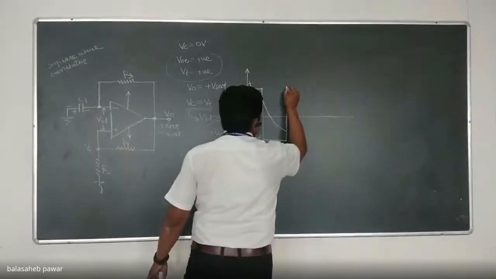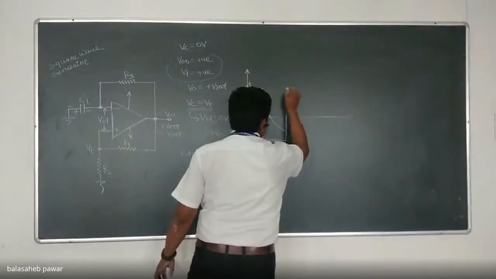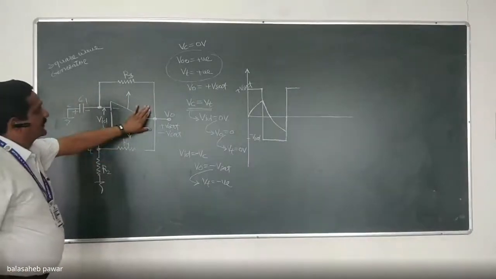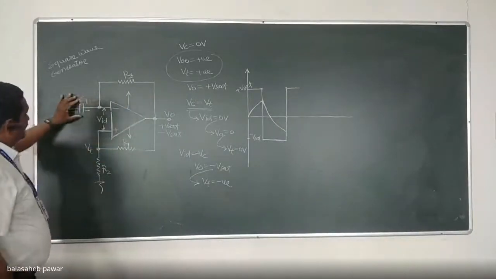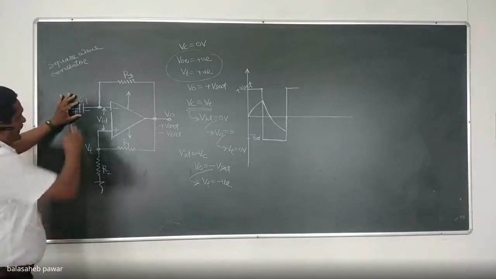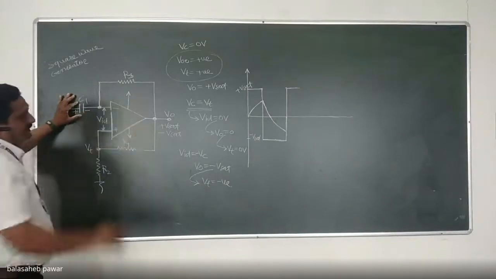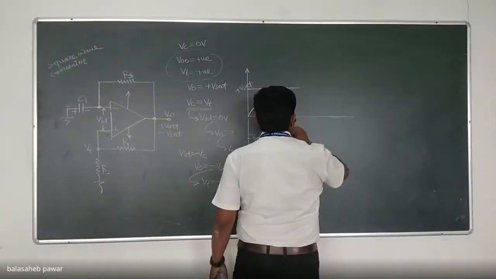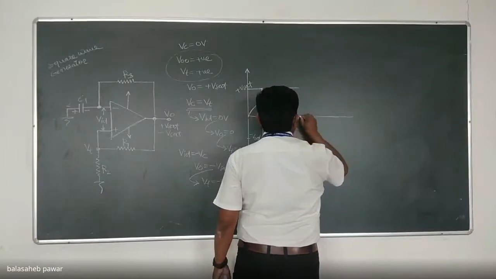Again, output will go to plus Vsat. Now see, next, what will happen? When output gets forced to plus Vsat, the capacitor is negatively charged, and that's why it will start to discharge towards the output again. So the discharging of the capacitor will take place somewhat like this.